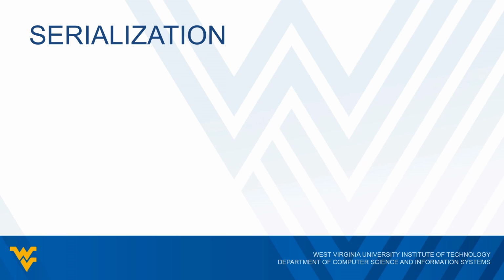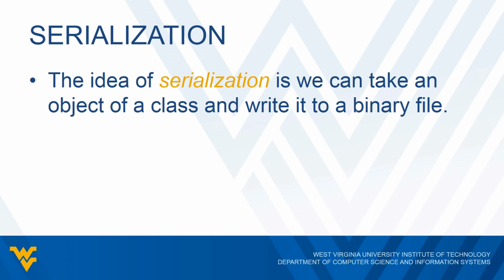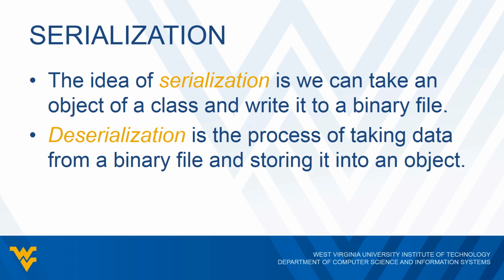Since we have a way to write up a program to read and write text files, we should be able to write up a program that reads and writes binary files, right? Well, in Java, we have this idea of serialization, which is where we would take an object of some class, it could be any class, it doesn't have to be some specific class, and we can write it to a binary file. And on the other side of that, we have what's called deserialization, and that's simply where we would take data from a binary file and we can store it in an object of some class.